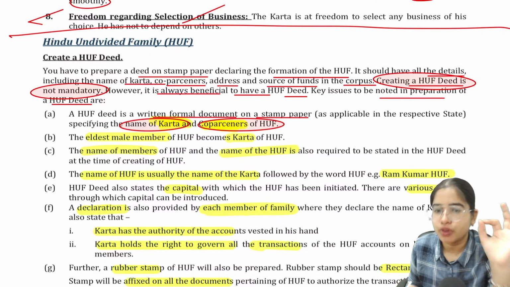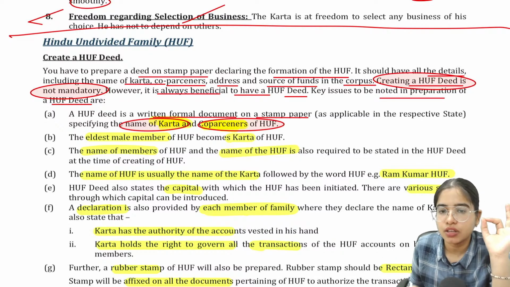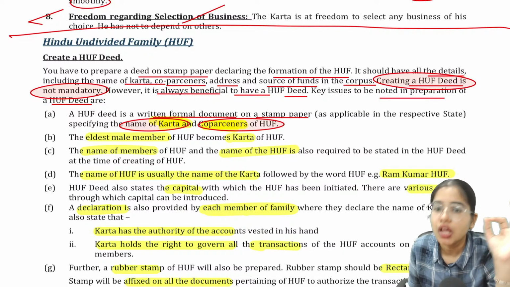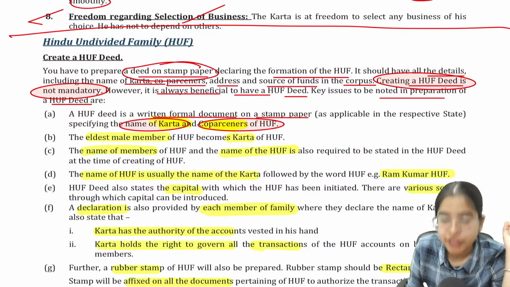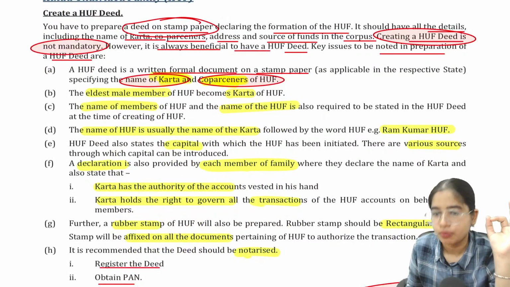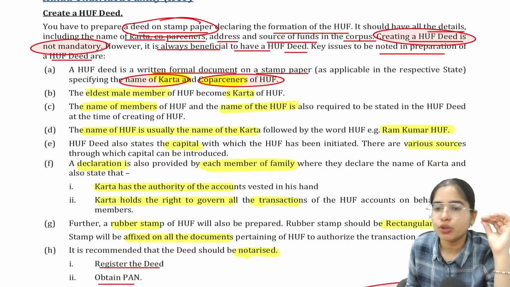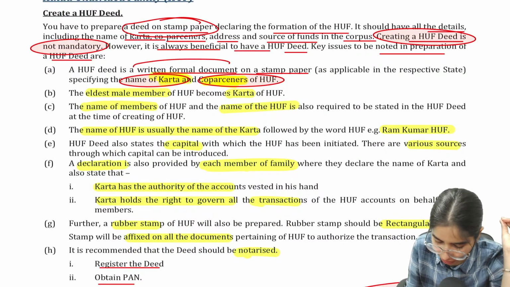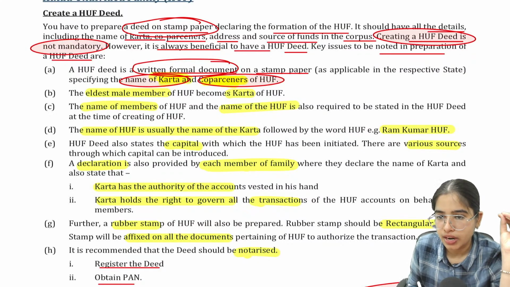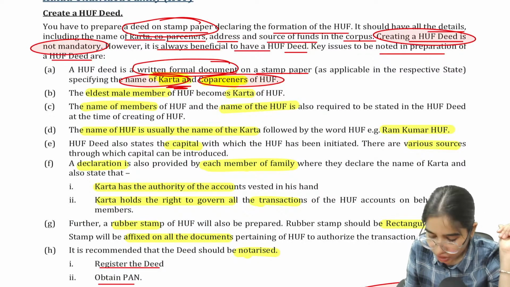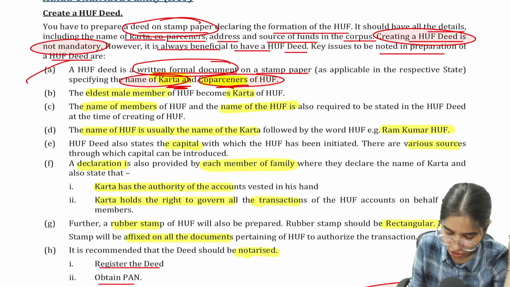So creation of a HUF deed is not compulsory. It's optional. And if you are preparing a HUF deed, that should be on stamp paper. And here one point is given: what do you mean by HUF deed? It is a written formal document where the name of the Karta and the names of the co-partners are mentioned.